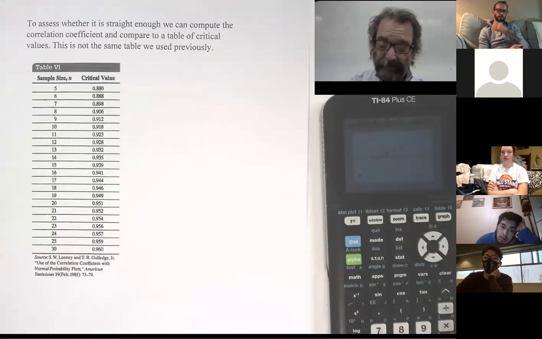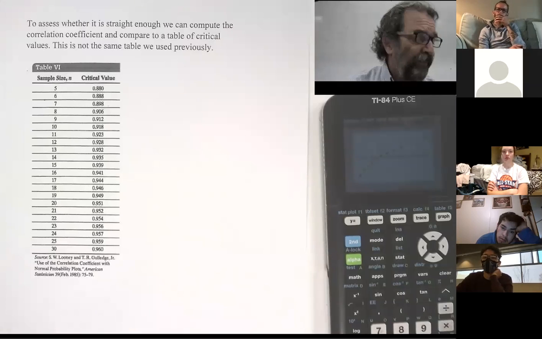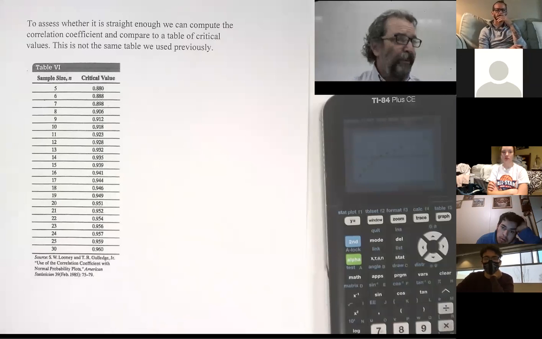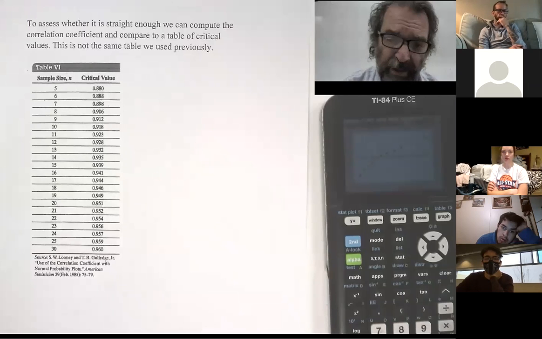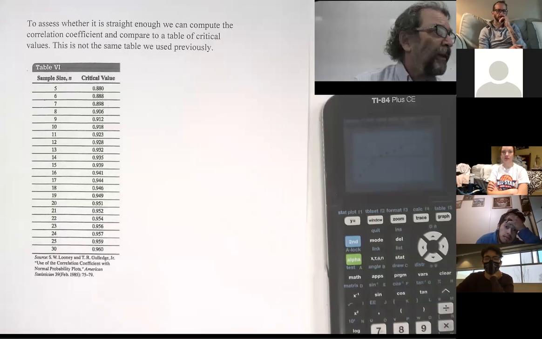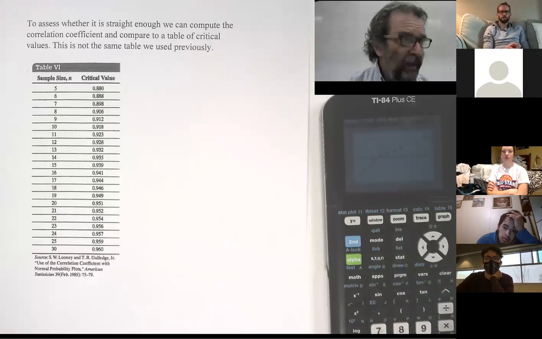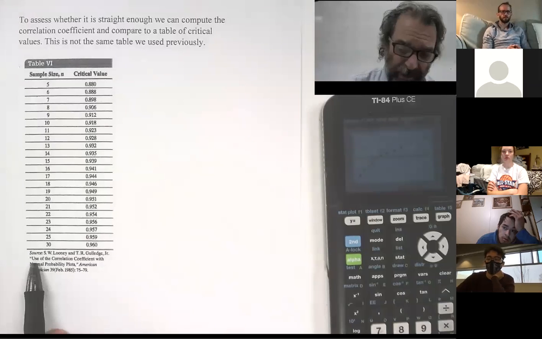So we're wondering if that graph is straight enough that we can consider the data normally distributed for purposes of doing statistical procedures. To assess whether it's straight enough, we can compute the correlation coefficient, because the correlation coefficient tells you about straightness, and compare it to a table of critical values. This is not the same table we used before. It's a new table, but it looks quite a bit the same. The reason you can tell it's not the same table is it says here, use of the correlation coefficient with normal probability plots.